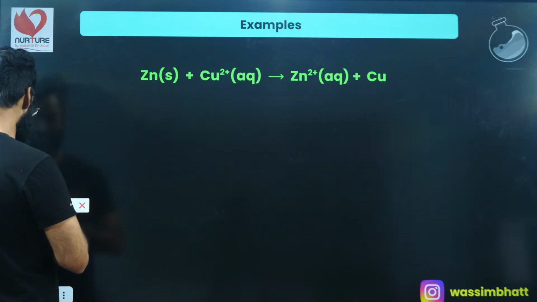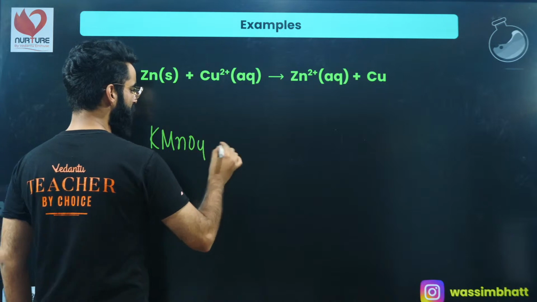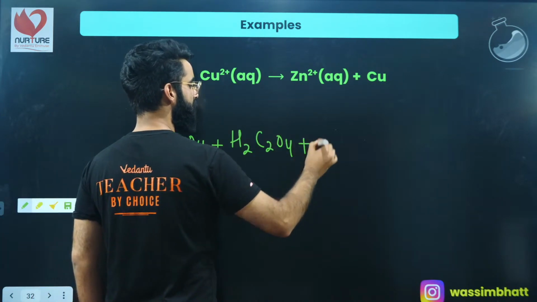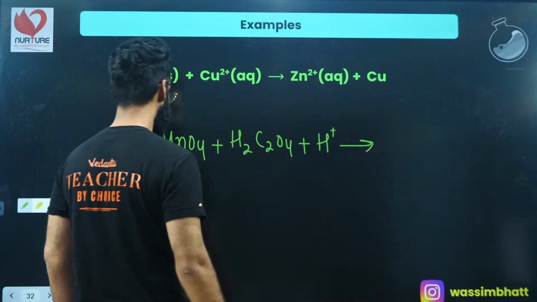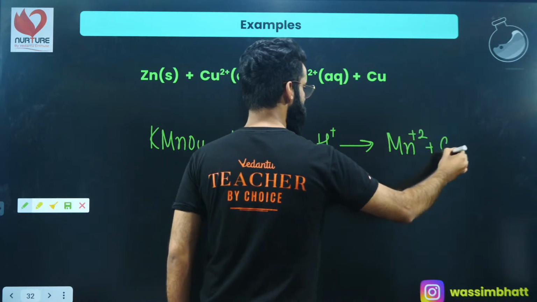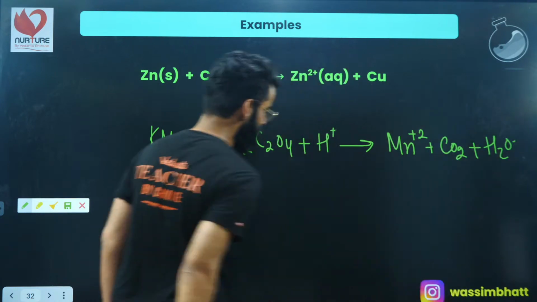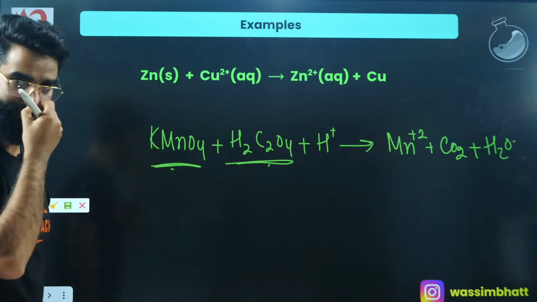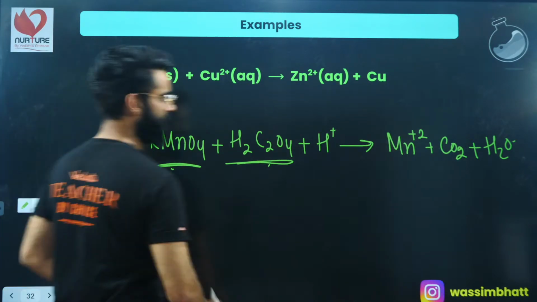The homework which I'm giving you right here is KMnO4 plus H2C2O4 plus H positive. It gives Mn di positive plus CO2 plus H2O. You need to identify among these two reactants which one is the oxidizing agent and which one is the reducing agent. This is your homework. Do let me know its answer in the comment section.